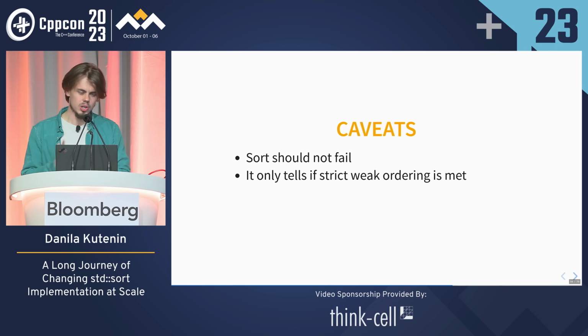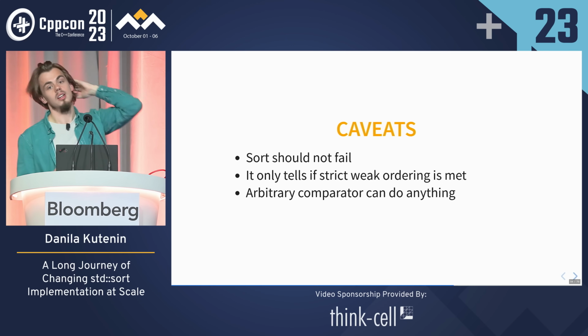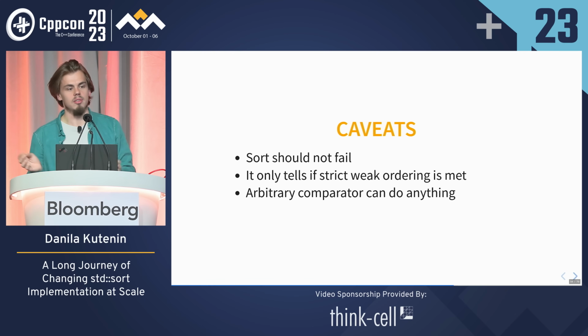It only tells whether the strict ordering is met or not. It doesn't give you the triple. There is no quadratic algorithm which gives you the triple that violates a strict weak ordering. And an arbitrary comparator can do anything. So sorting can fail, for example. The comparator can fail if you give it, I don't know, two elements, the second and 98th element. And probably in your sorting you never call that, but we might.